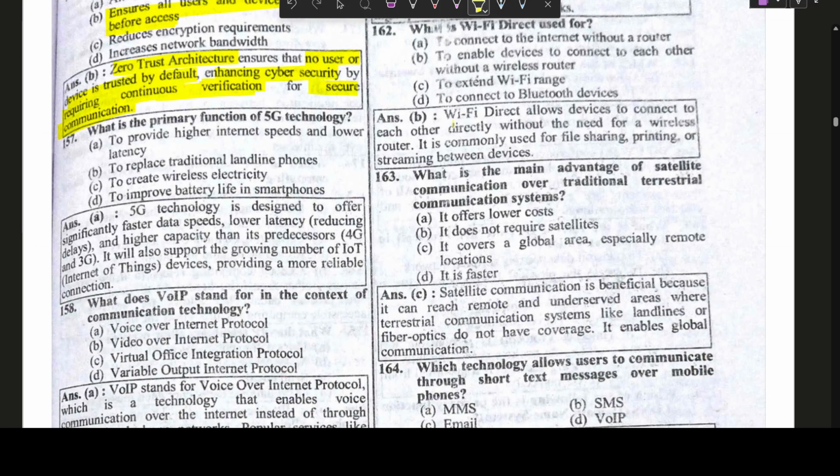So what is the primary function of 5G technology? To provide higher internet speed and lower latency. So 5G technology is designed to offer significant data speed, lower latency, reduced delay, and higher capacity than the predecessors 4G and 3G. It also supports the growing number of IoT, Internet of Things devices, providing a more reliable connection.